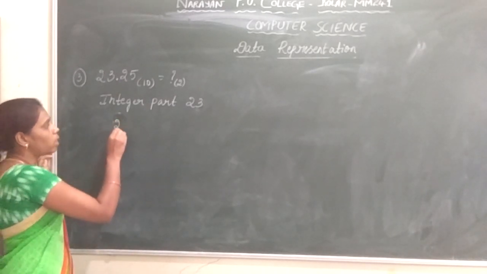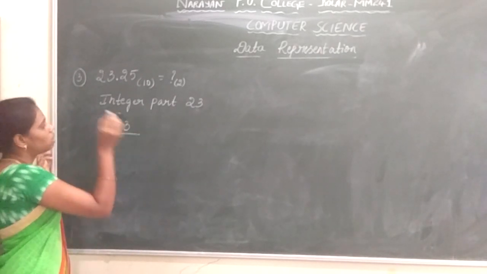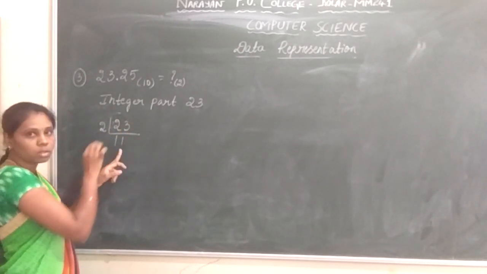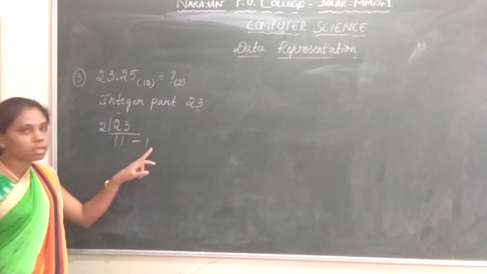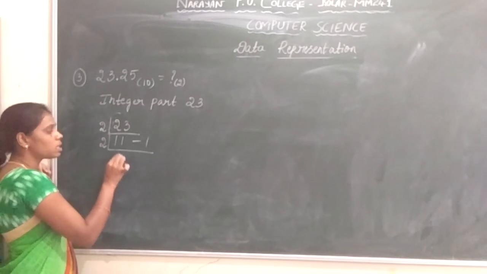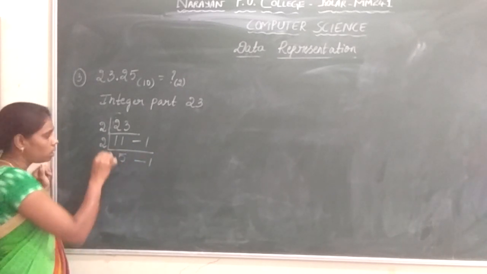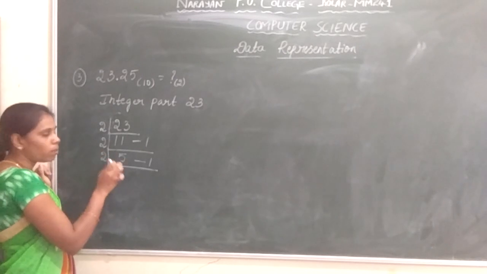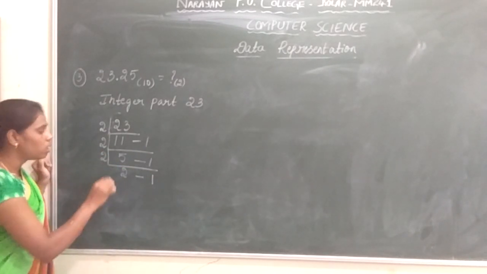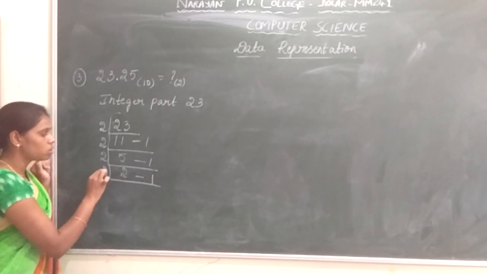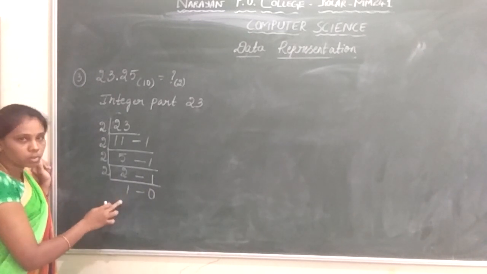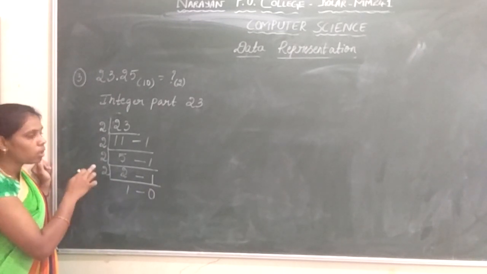So now I will divide 23 by 2. 2 1s are 2, the left out value or remainder is 1. Again you divide it by 2, 2 5s are 10, the remainder is 1. Again I divide it by 2, 2 2s are 4 and the left out value is 1. Again 2 can be divided by 2, so 2 1s are 2, the remainder is 0. Now I will stop this process because 1 cannot be divided by 2.